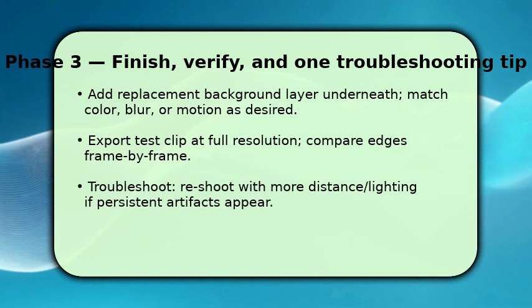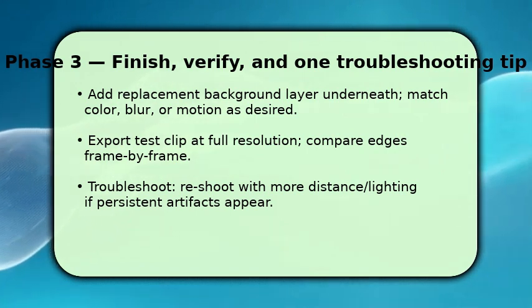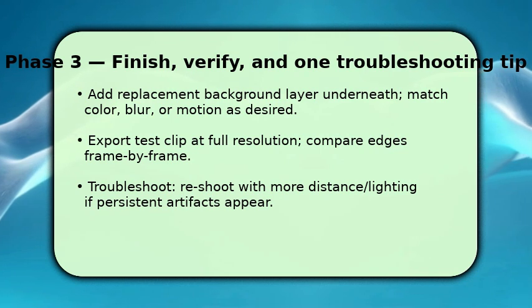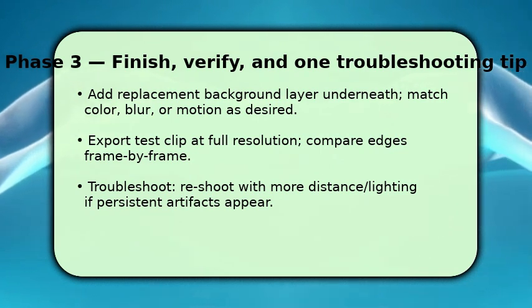If you see persistent fringe or jitter, make sure the original clip has even lighting and the subject is separated from the background by at least a few feet. If problems persist, reshoot with consistent lighting and a plain backdrop, then repeat the steps.